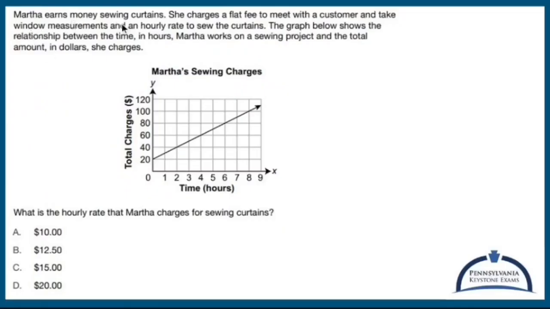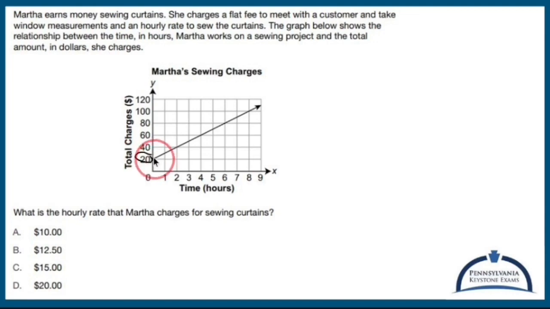Martha earns money sewing curtains. She charges a flat fee to meet with a customer and take window measurements and an hourly rate to sew the curtains. All right. So basically, Martha's going to charge somebody no matter what. And then after that, she's going to charge like $10 an hour or whatever it's supposed to be. The graph below shows the relationship between the time in hours Martha works on a sewing project and the total amount in dollars she charges. So without even looking at the question, it looks like what's going on is if she just shows up to your house, 0 time working on anything, you're going to pay her $20. That's her flat rate.